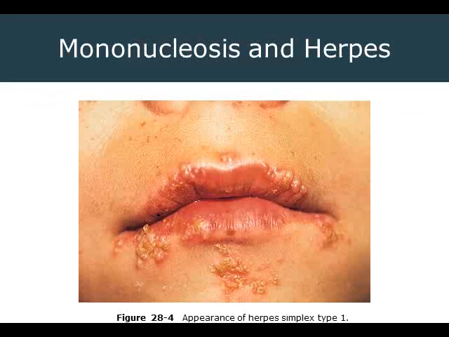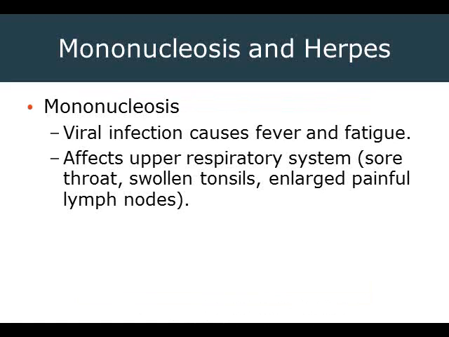Herpes simplex 1. So herpes simplex 1 is an outbreak basically of lots and lots and lots of little cold sores. This is probably a pretty extreme case. But the other common saliva-based illness that we typically associate with childhood is mononucleosis, or mono. Mono is a viral infection, causes fever and fatigue, and it can really wipe people out for a long period of time. It does have some upper respiratory complaints such as sore throat, swollen tonsils, and enlarged lymph nodes.